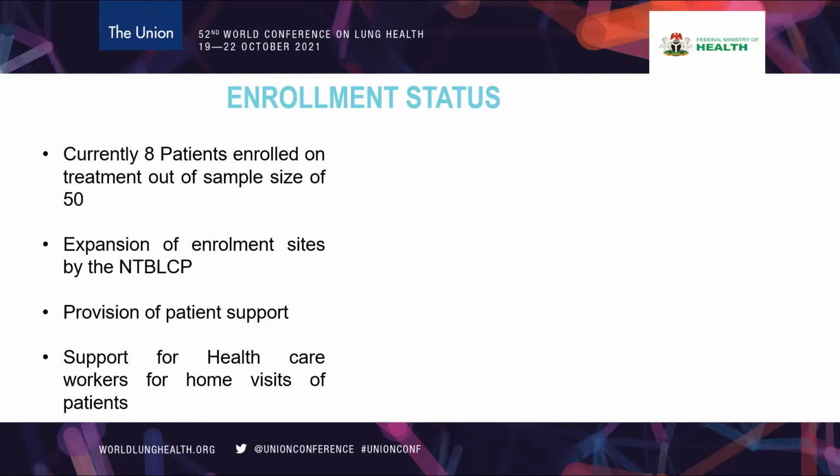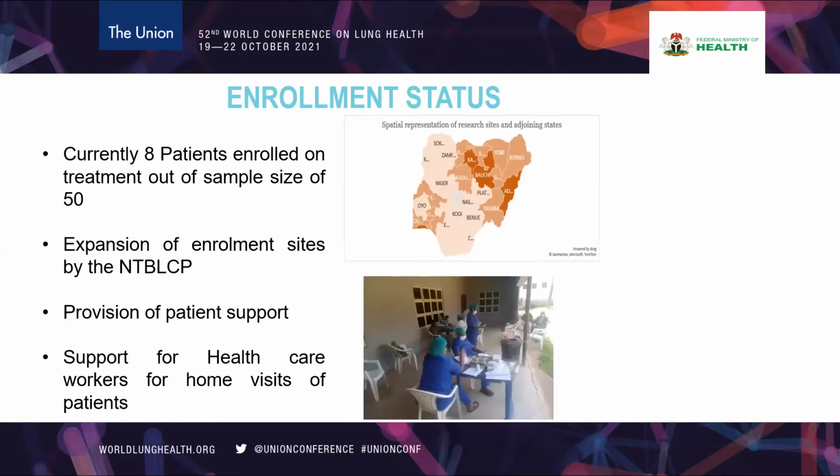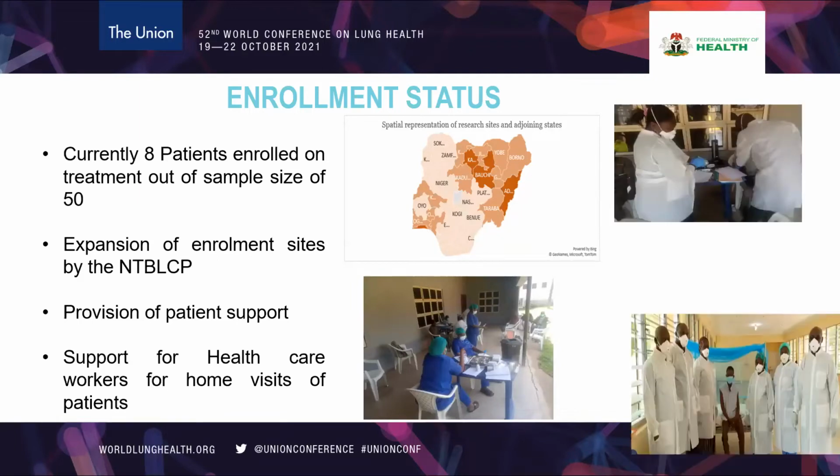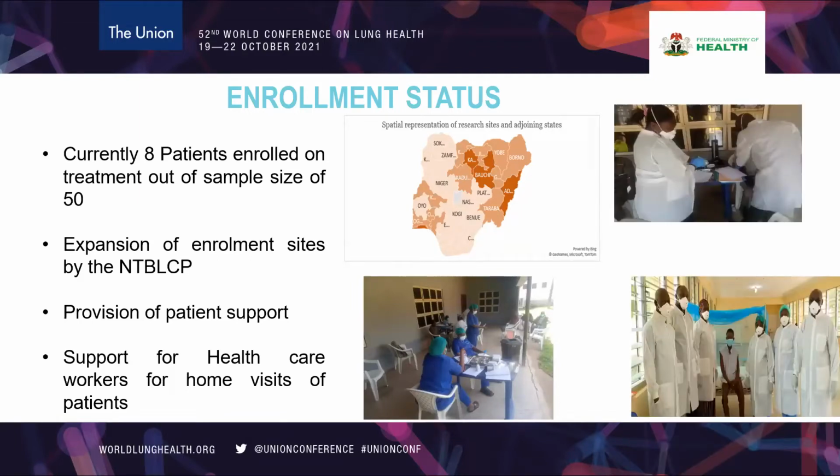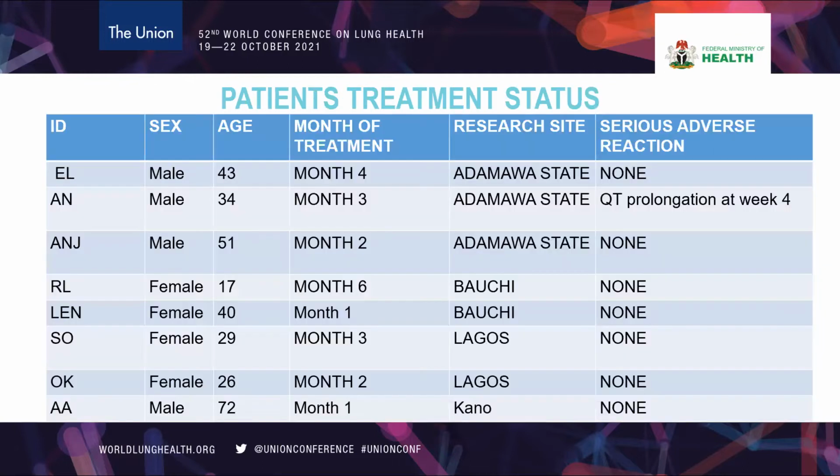So as you can see, next slide, there's a picture there. Can you please punch? That's the map showing the core states, the dark colored, and then the adjoining states that were drafted in for us to be able to meet up with the sample size. And you can see there, these are the treatment centers and some of the patients that are currently participating in the BPaL operational research. Next slide. Okay, so the 8 patients we have enrolled, you can see the line list there.